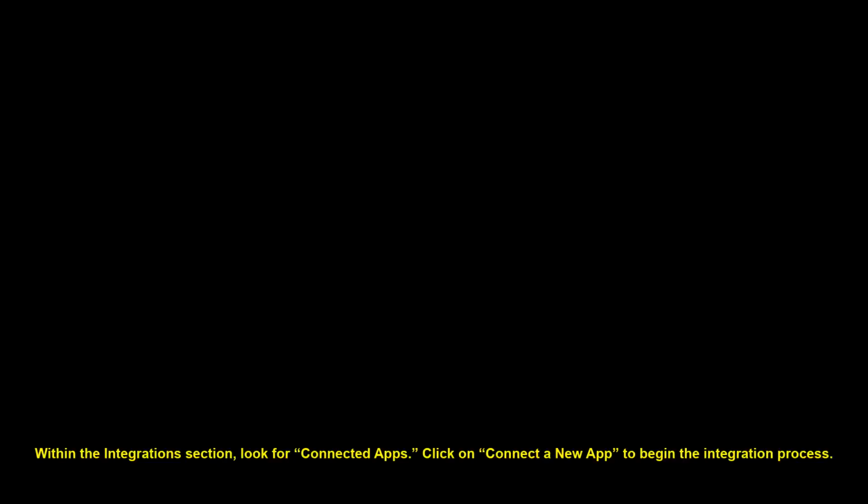First, log into your HubSpot CRM account. Navigate to the settings by clicking the gear icon in the top right corner. In the left sidebar, locate and select the Integrations tab. Within the Integrations section, look for Connected Apps. Click on Connect a new app to begin the integration process.